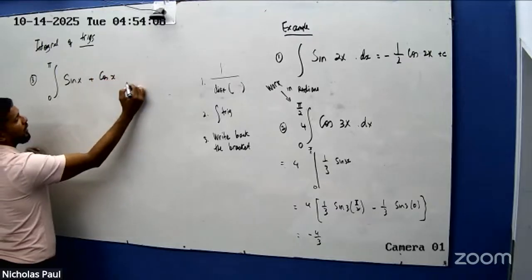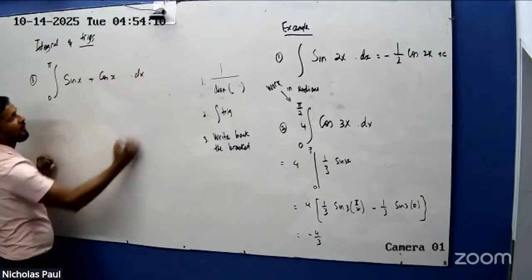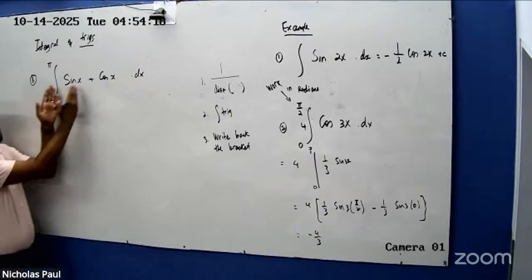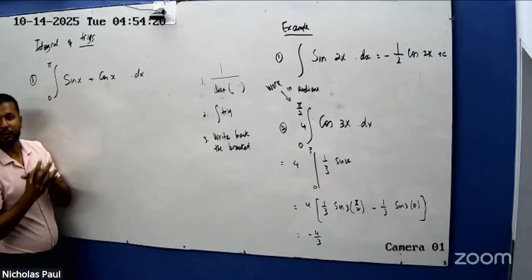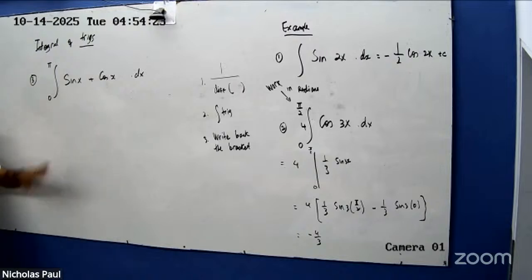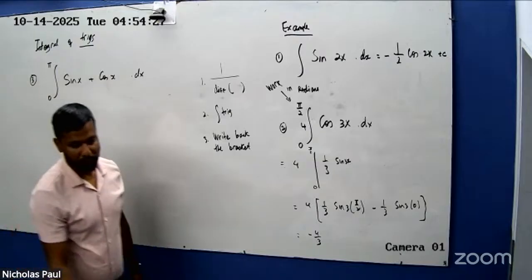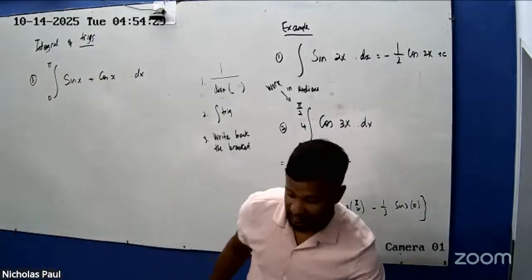Right, what are you going to do in a case like this? What are you going to do if I give you sin x and cos x? So you integrate this and this separately, right, and work it out. Okay, integrate sin, write down your answer, integrate cos. Hurry up. Last one. Come on, let's finish.